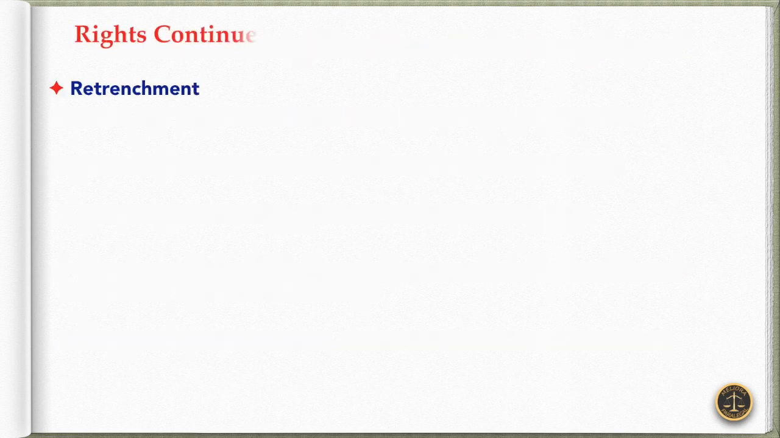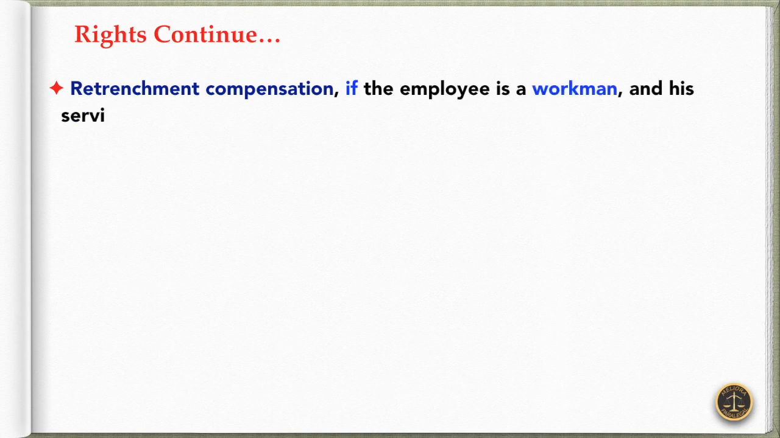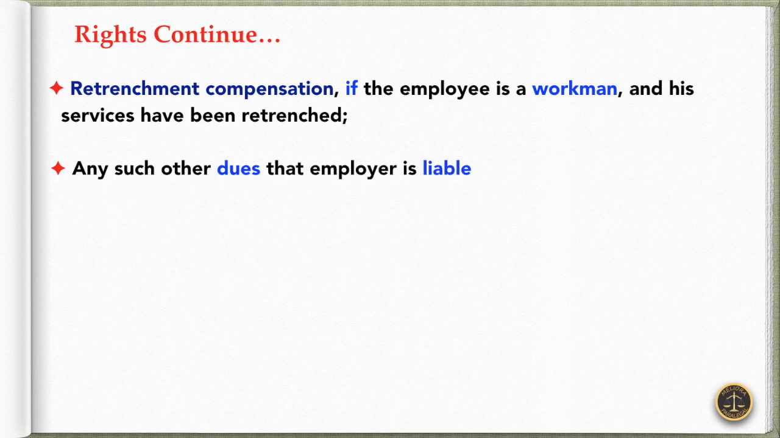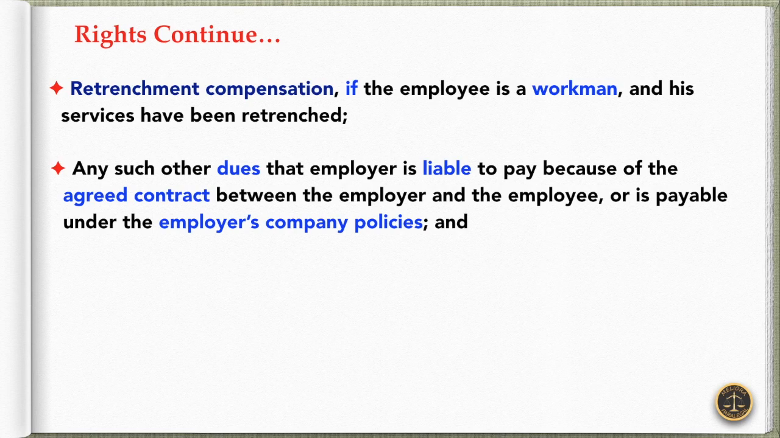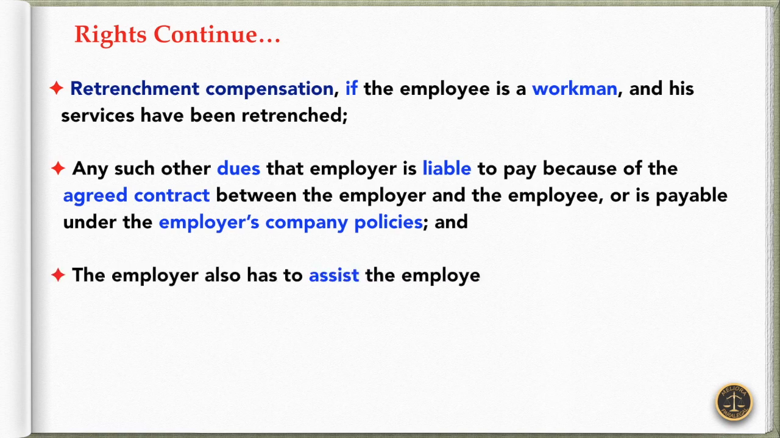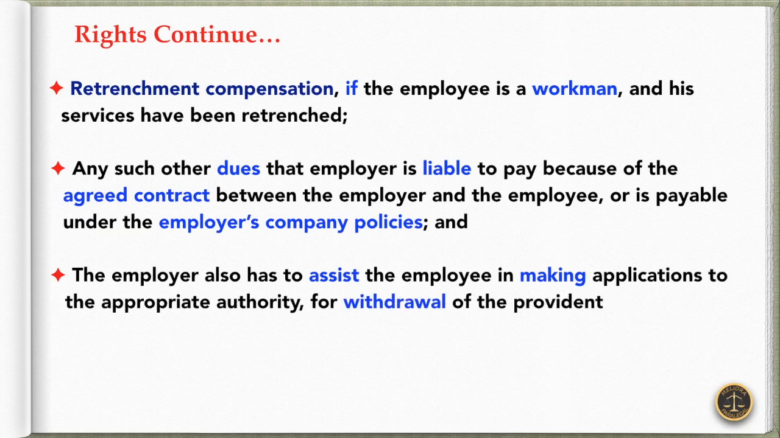Next, retrenchment compensation if the employee is a workman and his services have been retrenched. Any such other dues that the employer is liable to pay because of the agreed contract between the employer and the employee, or is payable under the employer's company policies. And the employer also has to assist the employee in making applications to the appropriate authority for withdrawal of the provident fund dues. These are the rules and process.